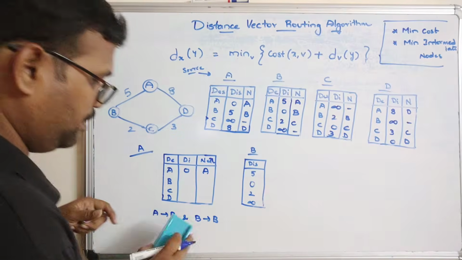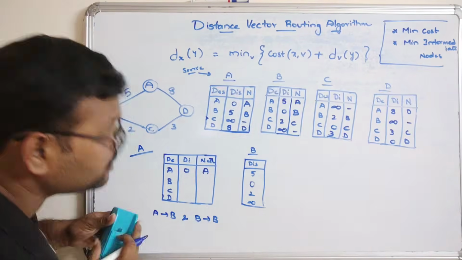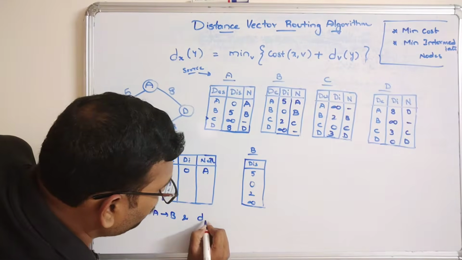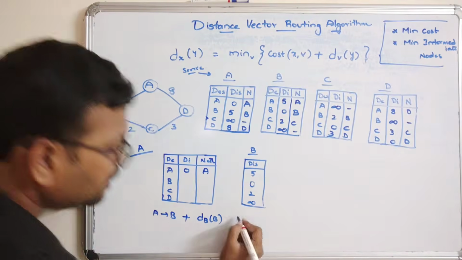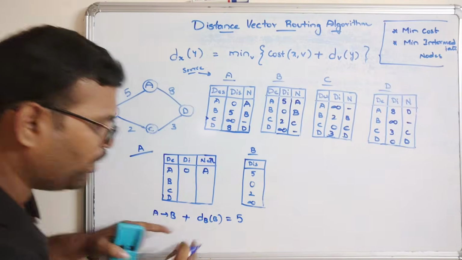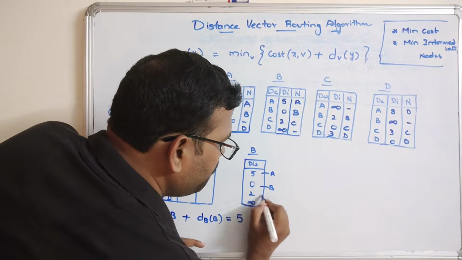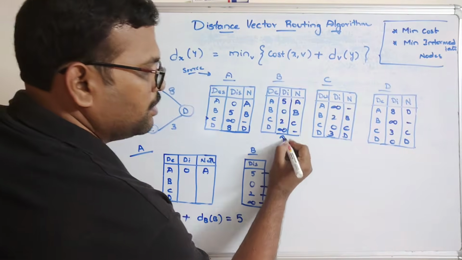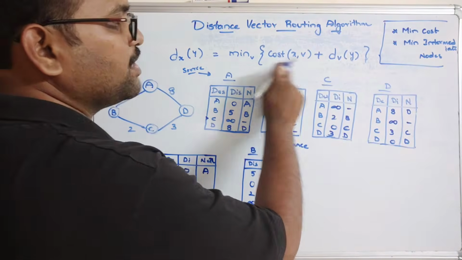So you can see A to B is a cost, and the distance of B to B, you can add. So which will give A to B cost is 5, and what is the distance from B to B? So B to B, so this is A, this is B, this is C and this is D. So this is a distance, right? So here we need to calculate the distance, and this is the cost.